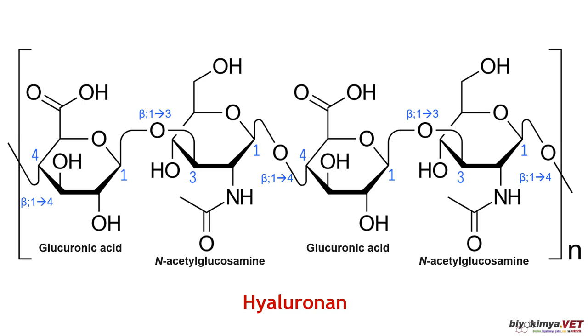And here are the repeating units of the glycosaminoglycan hyaluronic acid, or hyaluronan, a component of the extracellular matrix. And here you see the glucuronic acid. Look at the carboxyl group here. And N-acetylglucosamine. And the linkage is beta-1,3. And the following glucuronic acid linked to N-acetylglucosamine is beta-1,4, then beta-1,3. So this is the repeating pattern: beta-1,3, beta-1,4, beta-1,3, beta-1,4. And n number of this pattern forms hyaluronan.